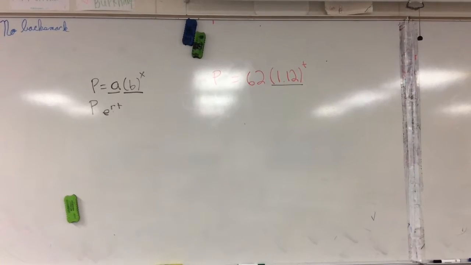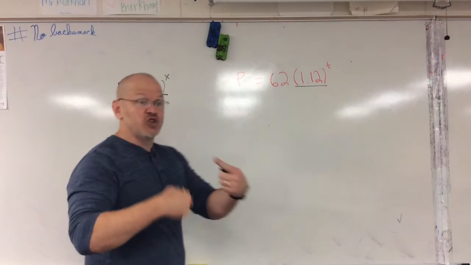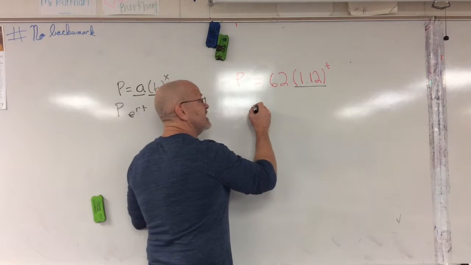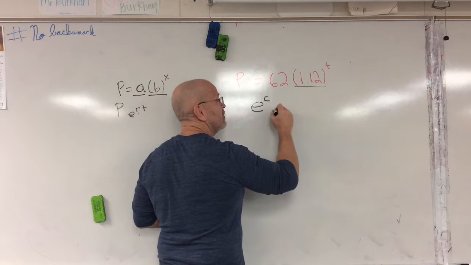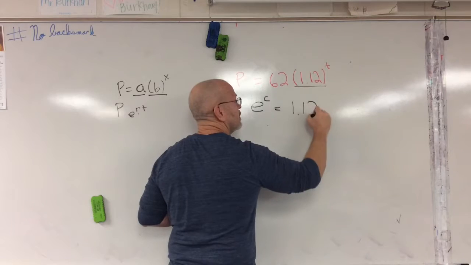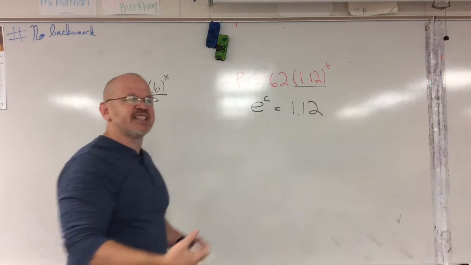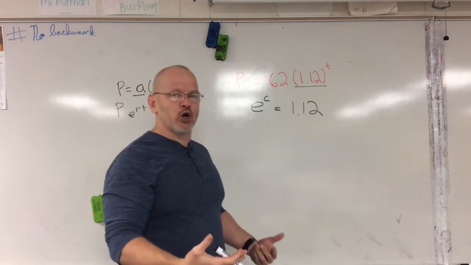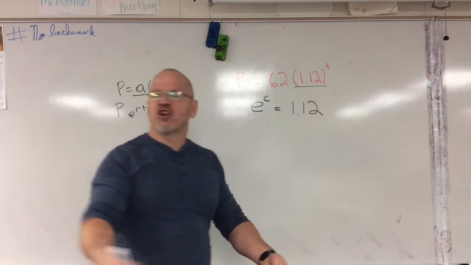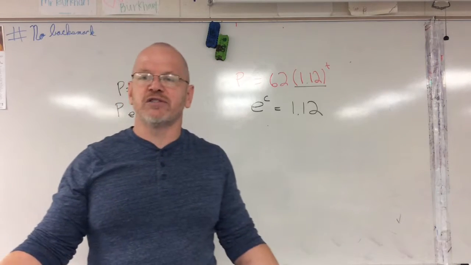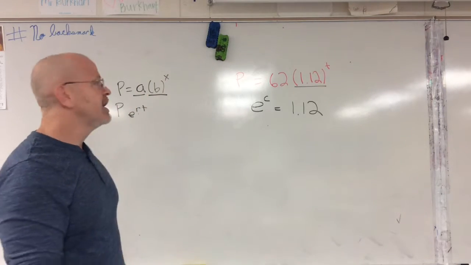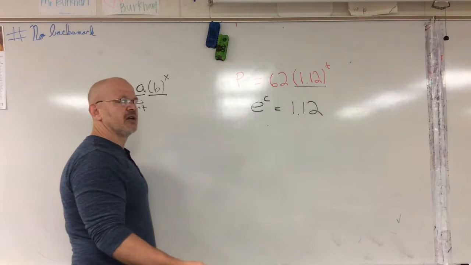All right? I'm going to say that again. I'm going to change this, do the work on your paper, to E to a ratio. I want to find out what C would be if I changed this to PERT. All right? I could have used anything. I could have used R if I wanted to, but I used C. All right? Just a number we're plugging in there.